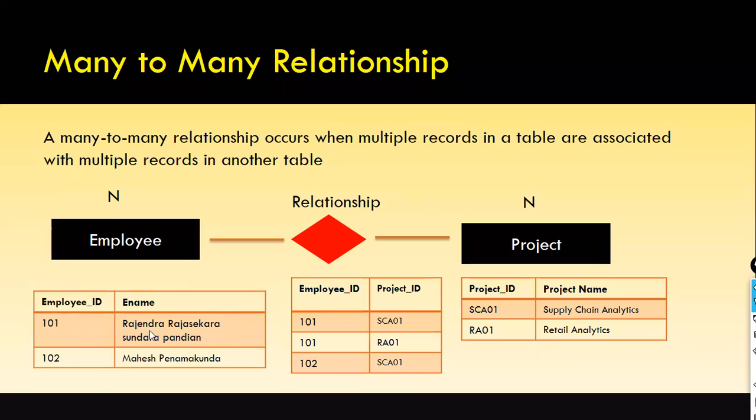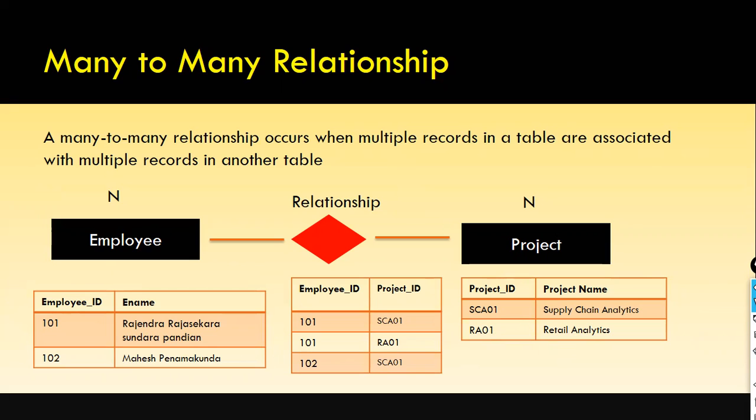Here you have the employee name, whereas here project name is there. How will you find out which all employees are working on which all projects? How will you know that? Here you don't have the employee ID, and here you don't have the project ID. If you have the employee ID here, you can tell which employees are working on which project. Similarly, if you have the project ID here, you can tell which all employees are working on which project. But here you don't have the project ID, here you don't have the employee ID.